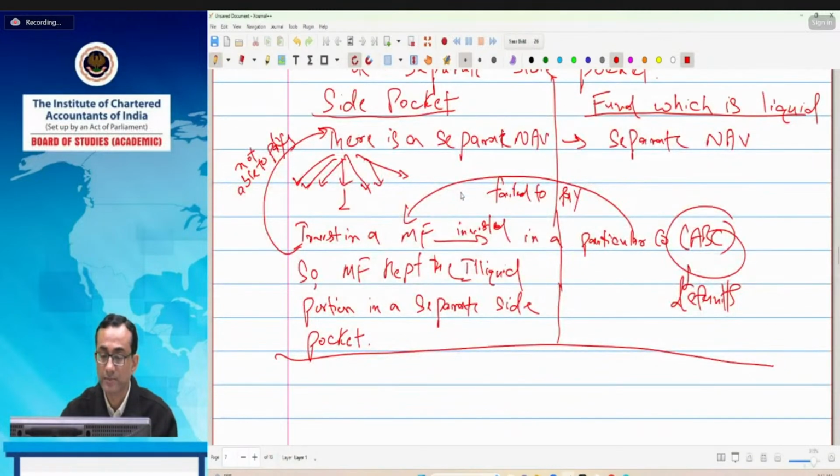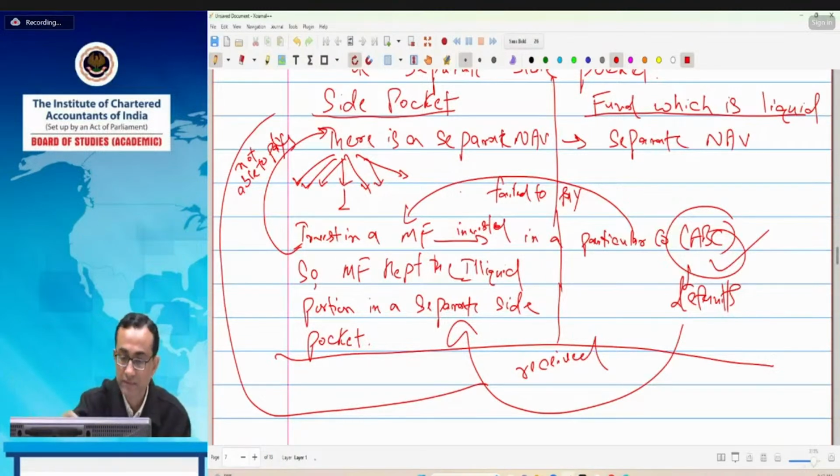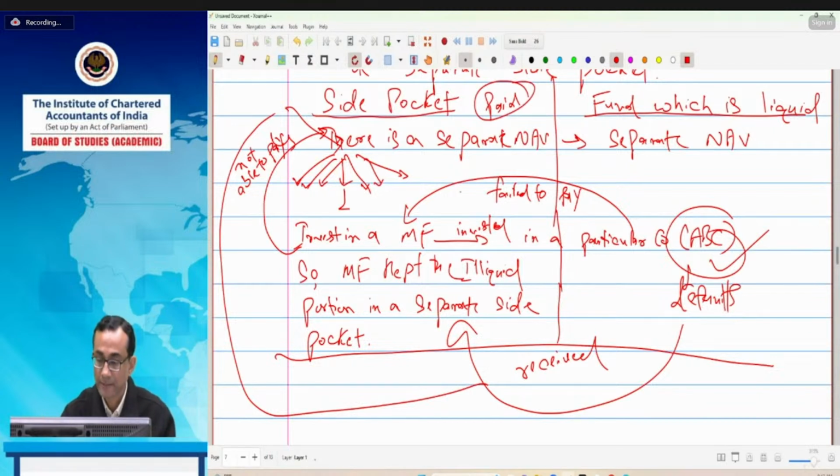To actually benefit the retail investor, the illiquid portion, meaning the amount which has not been received from any company in which the mutual fund had invested, for example ABC in this particular example, is kept in a separate pocket and the NAV is separately calculated. Whenever a certain amount is received from ABC, then this amount will be paid back to the investors. Until the time ABC pays the money, it will be kept in a separate side pocket.